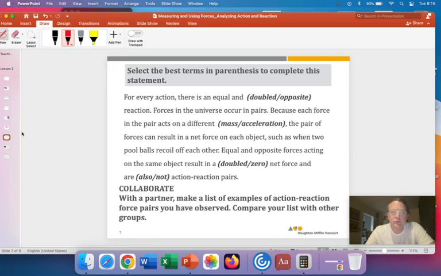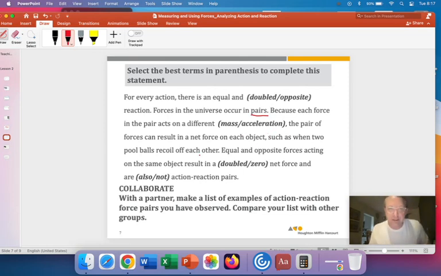So let's select the best terms in parentheses to complete this statement. For every action, there's an equal and (doubled or opposite) reaction. Forces in the universe occur in pairs. Ooh, duality of nature. I love that. Because each force in the pair acts on a different (mass or acceleration). Okay, let's think. Each force acts on a different mass or acts on a different acceleration.